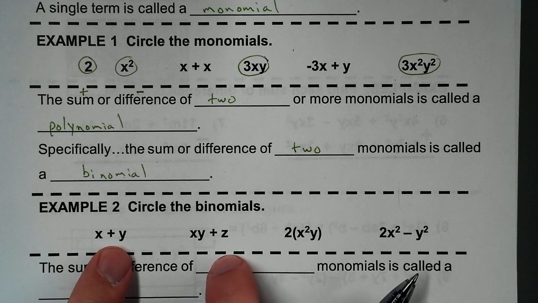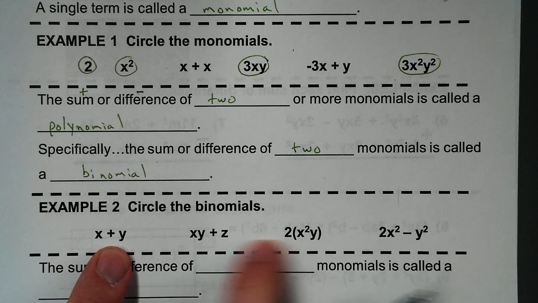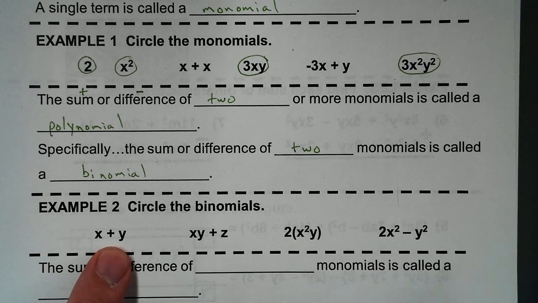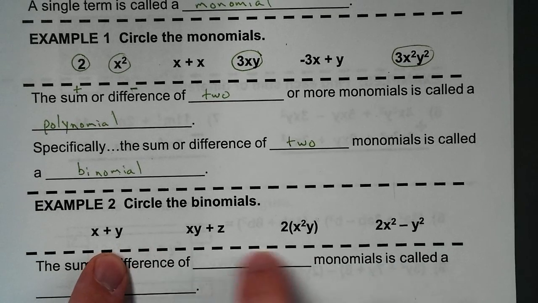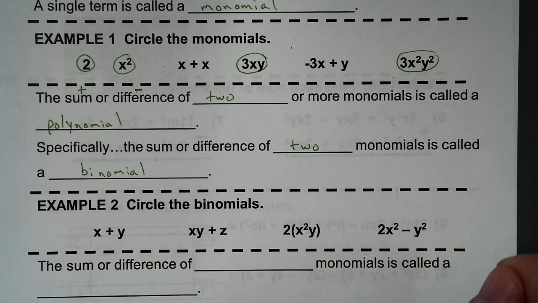Example 2 says circle the binomials. I want you to try and circle these in about 10 seconds. I'll go ahead and circle. So circle which ones are binomials. Ready, set, go.